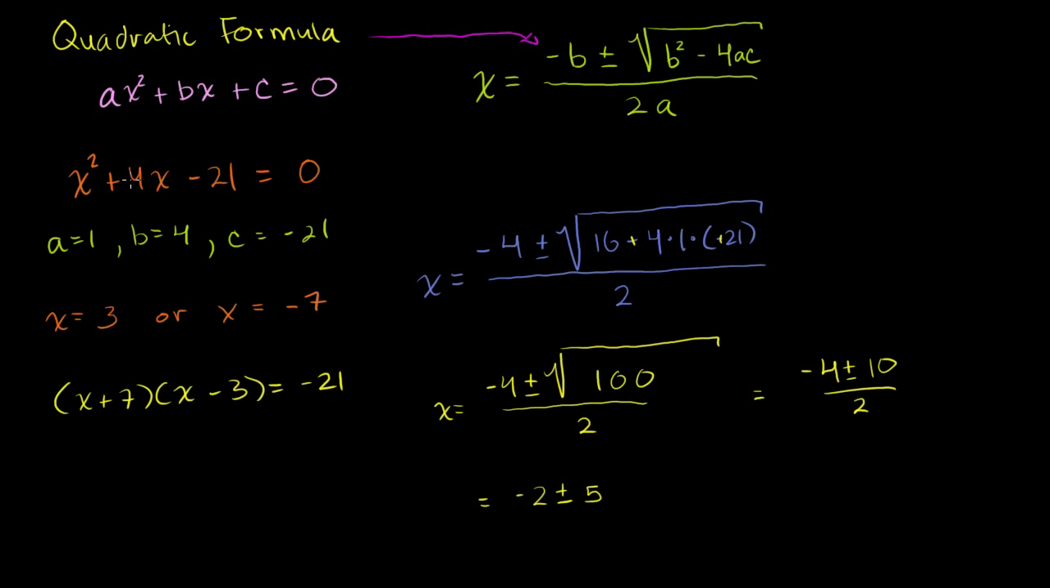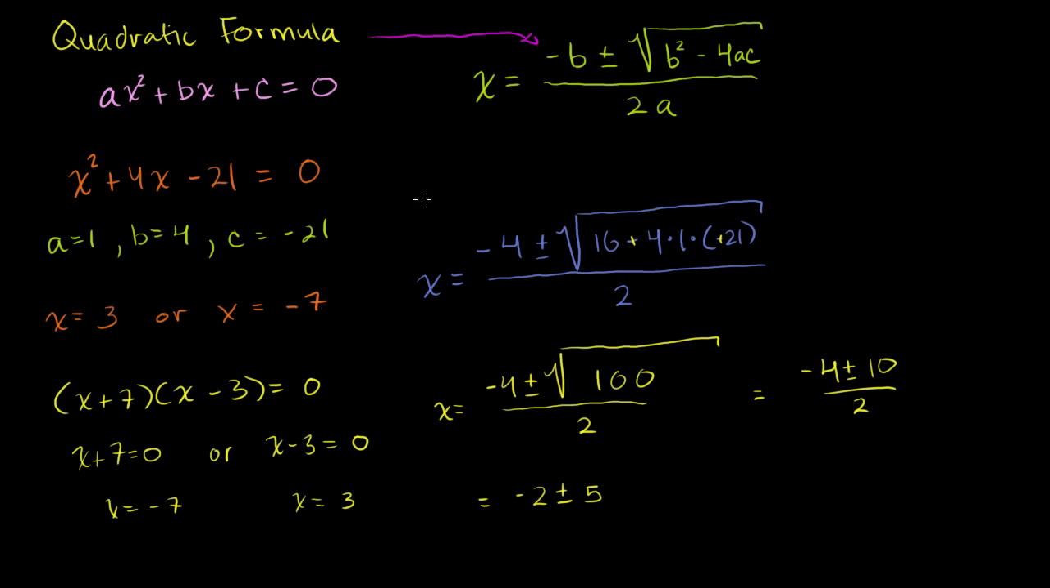7 minus 3 is positive 4. You would get x plus... sorry, it's not negative 21, it's equal to 0. There should be a 0 there. So you get x plus 7 is equal to 0, or x minus 3 is equal to 0. X could be equal to negative 7, or x could be equal to 3. So it definitely gives us the same answer as factoring.